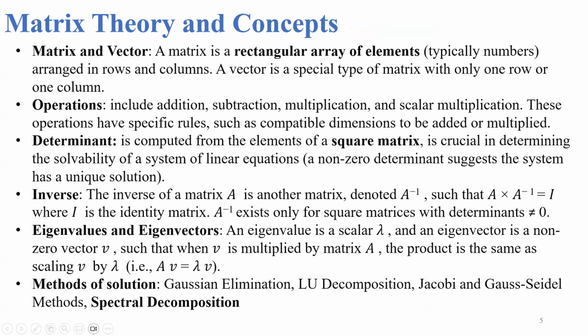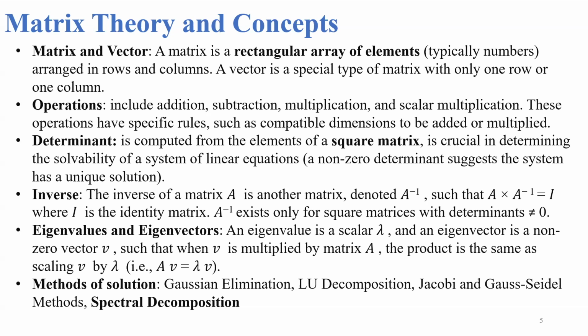Now let's start with matrix theory and matrix concepts. A matrix can be considered as a rectangular array of elements, typically numbers, arranged in rows and columns. A vector is a special type of matrix with only one row or one column. We'll show an example of that very soon.